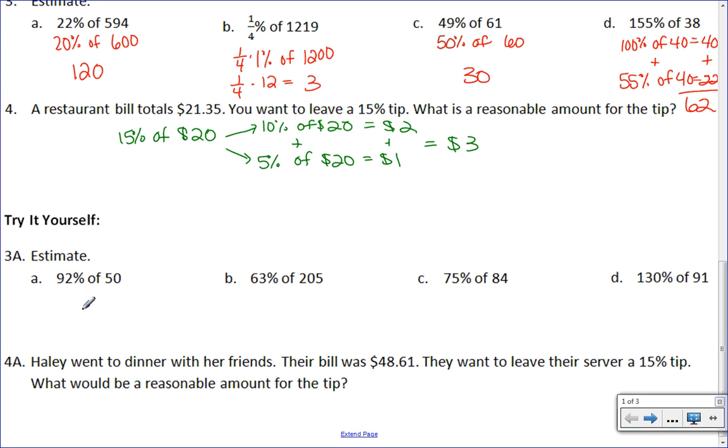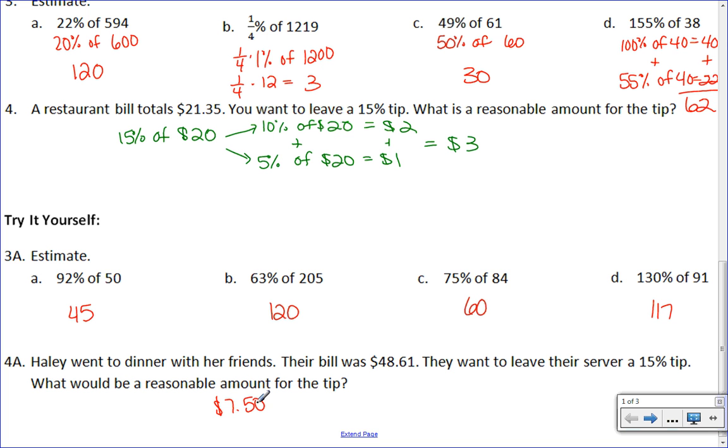Okay, for these you should have gotten 45, 120, 60, 117, and a reasonable amount here is $7.50.